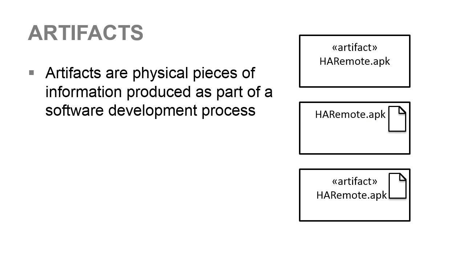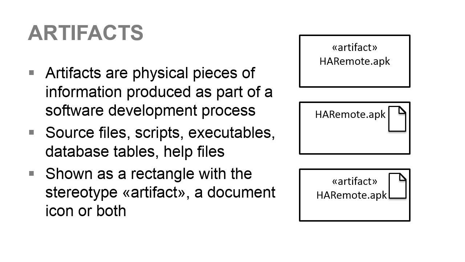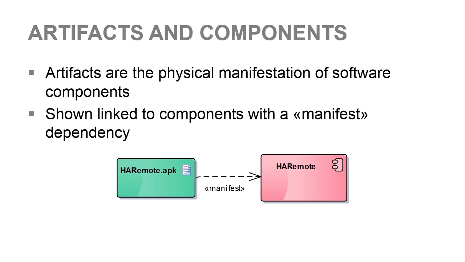Artifacts are the pieces of software or other information that are deployed onto nodes. They may be intermediate or final products of a software development process. They include program code in the form of source files, scripts, or executables, and can also include things like help files or database tables. They're shown as a class rectangle with a stereotype artifact, a little icon that looks like a document in the top right, or both. Artifacts are the physical manifestation of software components, so they can be related to the software components that they manifest. This can be shown graphically using a manifest dependency from the artifact to the component.